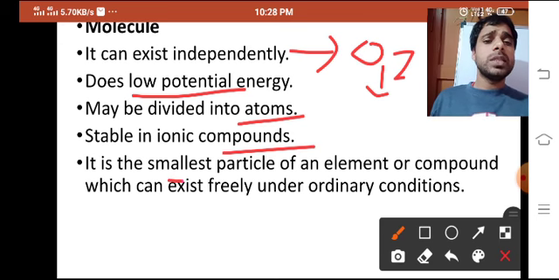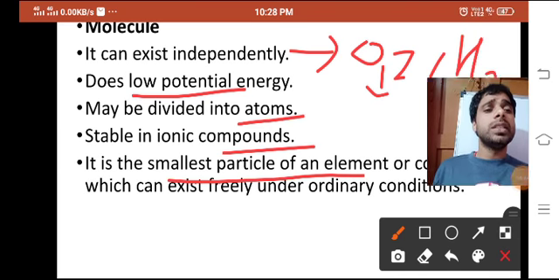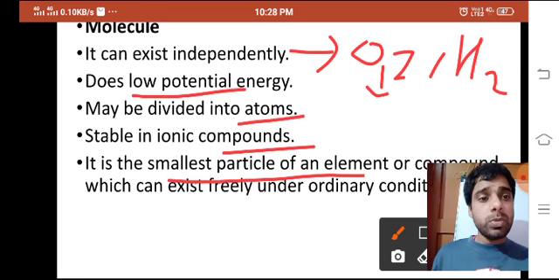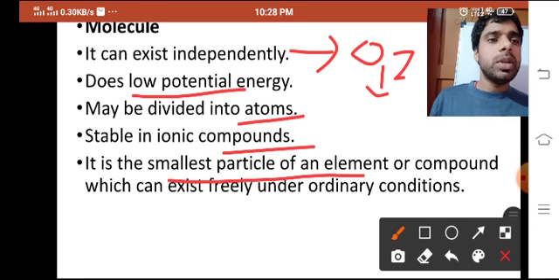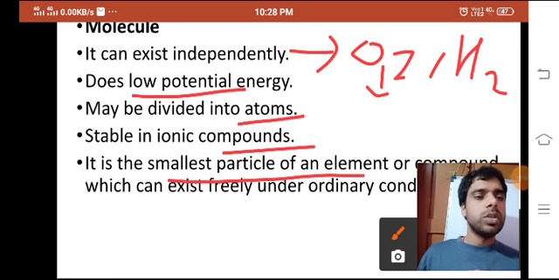And here you can see it is the smallest particle of an element or compound. Okay? Which can exist freely under ordinary conditions. Okay? So it is the smallest particle of what? Element or compound. How do molecules actually form? It is actually formed by the combination of two elements. Okay? So that's why we can say it is the smallest particle of an element. Yes, then after the combination it will give the molecules. Okay dear students, so that is all about the difference between atoms and molecules. Thank you.